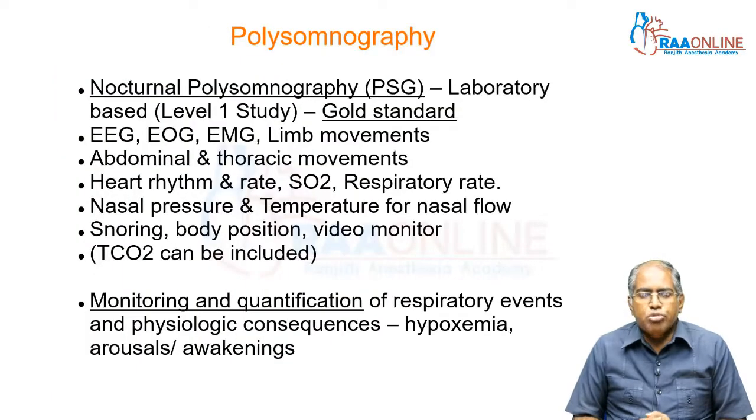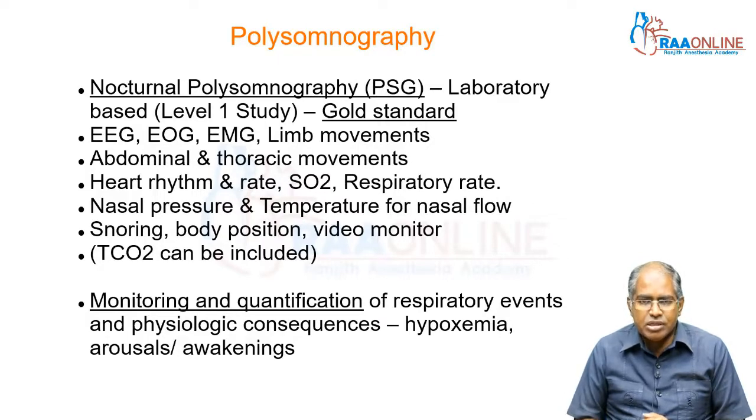Next, we come to polysomnography. Nocturnal polysomnography is a lab-based study, that is a level 1 study. It is the gold standard for obstructive sleep apnea or sleep breathing disorders. The polysomnogram measures EEG, which is electroencephalogram, EOG, electrooculogram for eye movements to detect REM sleep, EMG mainly for the submentalis muscle, which is electromyogram, and you also have EMG for limb movements, which is connected to the lower limbs to look for periodic limb movements of sleep.